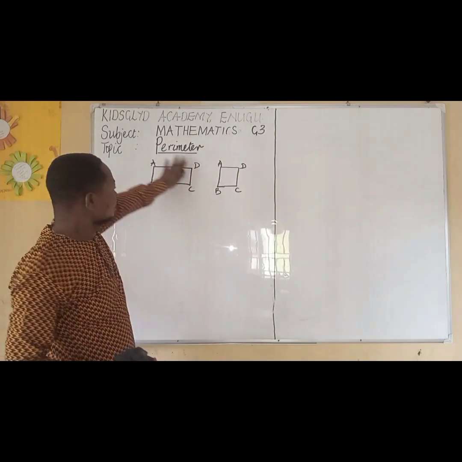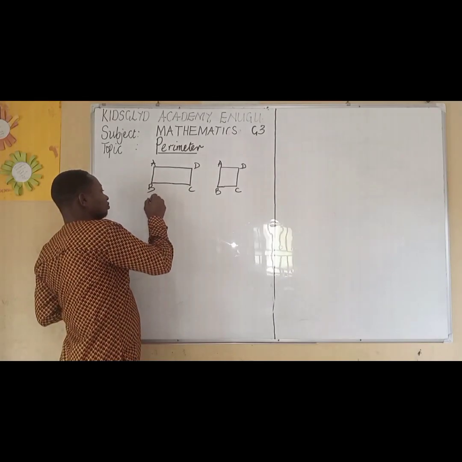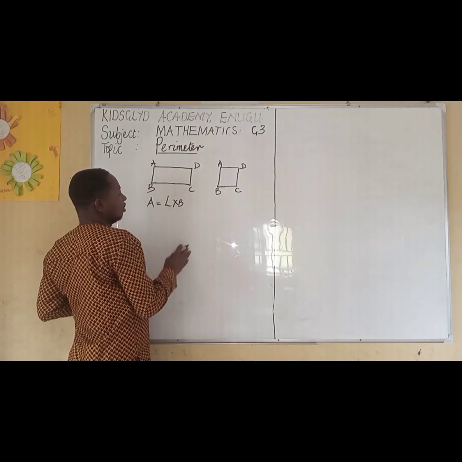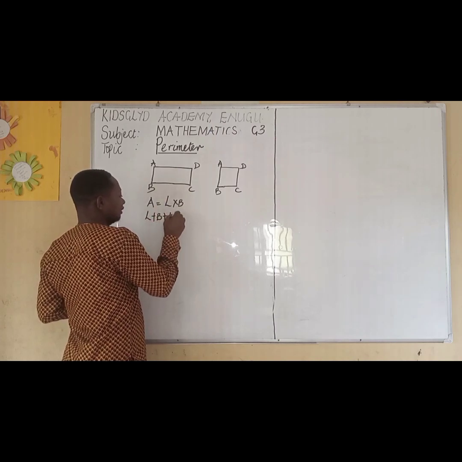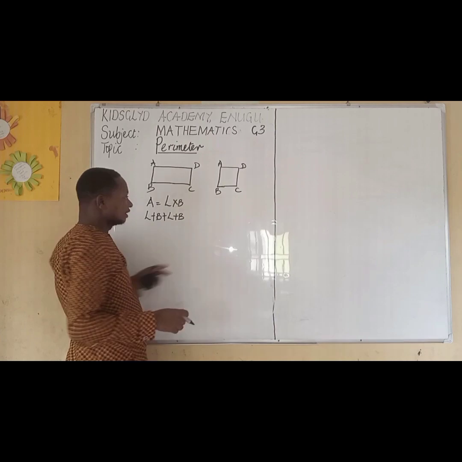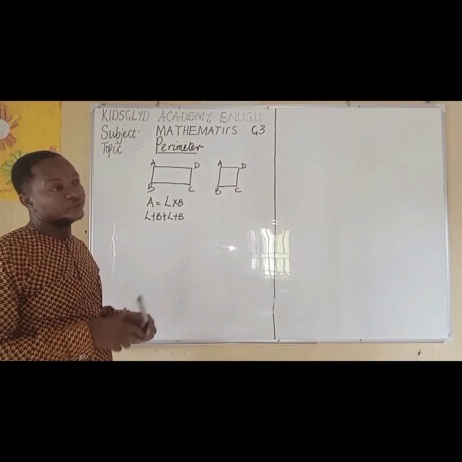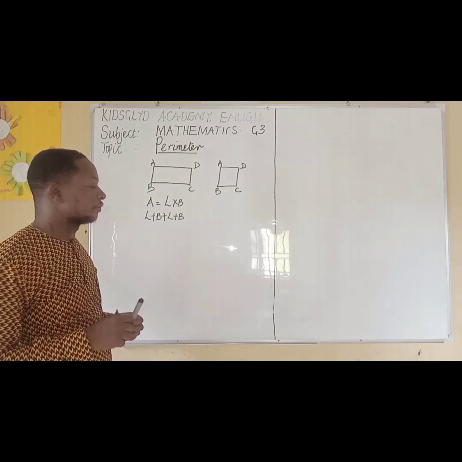Now, if they ask us what is the perimeter of this shape, we talked about area last time. We said the formula for finding the area is length times breadth, or length plus breadth plus length plus breadth. The same thing is applicable here, and it is also what is used when we're looking for the periphery.